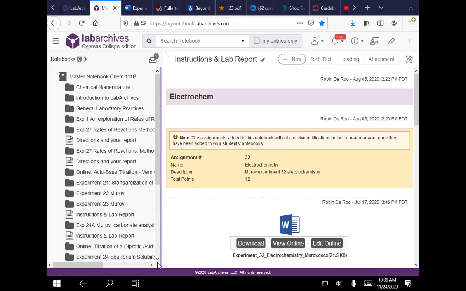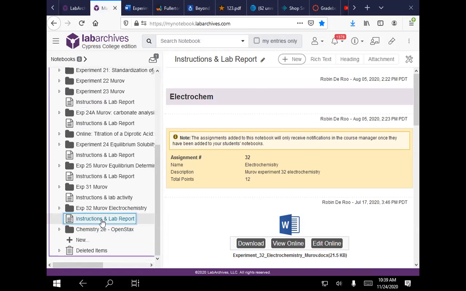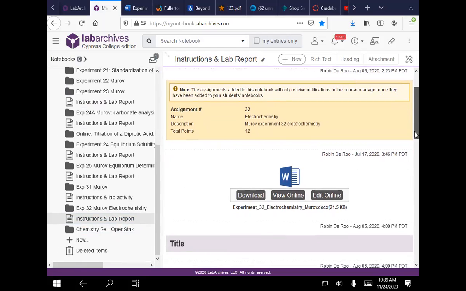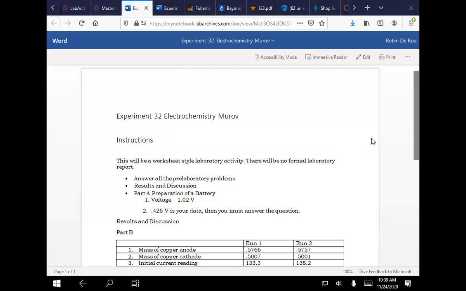Okay, so in this experiment 32. Okay, here we go. Oh, I'm already on it. Okay. This is our last lab, right? Or no? Don't you have a Labster next week? Okay. Yeah, this is your last in your lab archives. So it's going to be worksheet style, no formal lab report. You've done enough formal lab reports. You've done more formal lab reports than any other chemistry classes at the college.